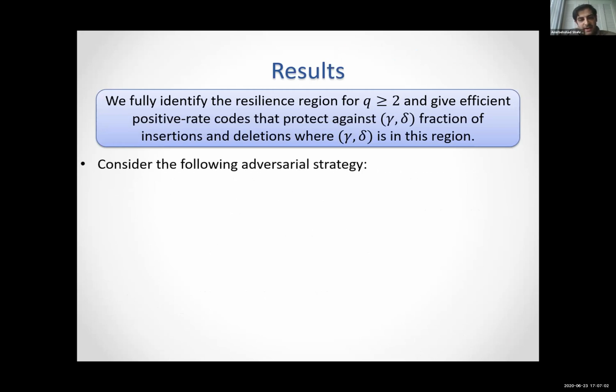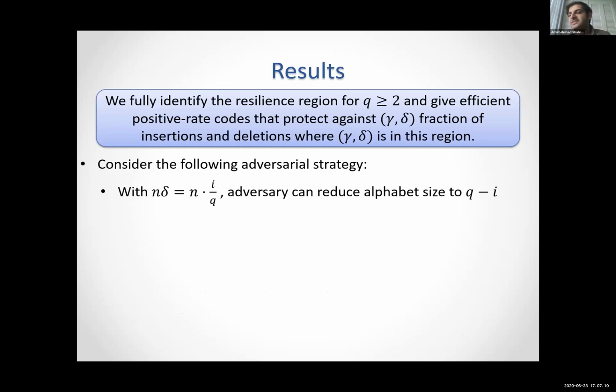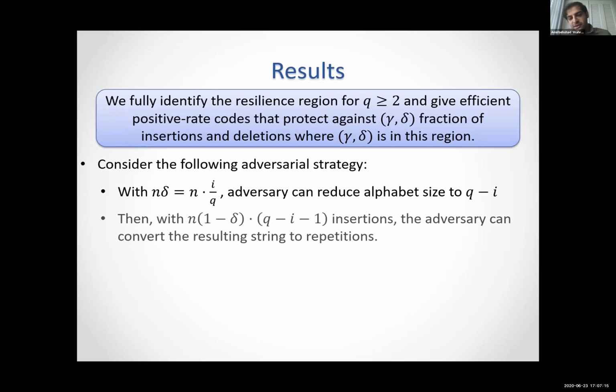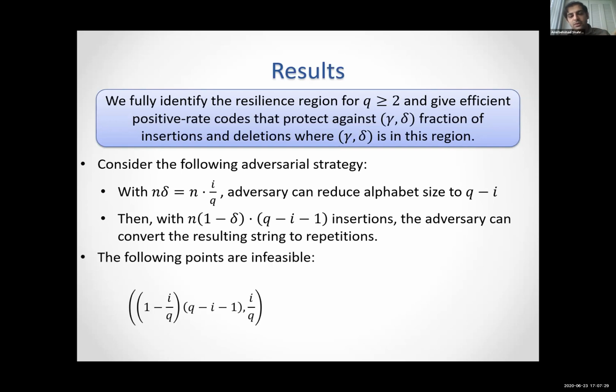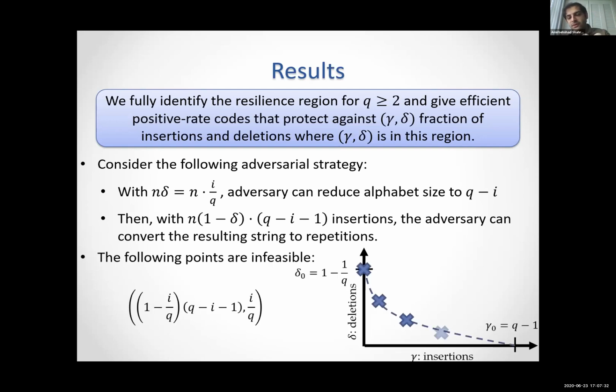Just to give you a sense of how this would look, let's say instead of 1 minus 1 over q fraction of deletions, you have i over q fraction of deletions. With this, you can basically eliminate the least frequent i symbols of the alphabet. And then you can do the other trick that I talked about, with q minus i minus 1 times the length of the resulting string of insertions. This simple argument would eventually show that you have a bunch of points that you would know are infeasible, that lie on a second degree curve.